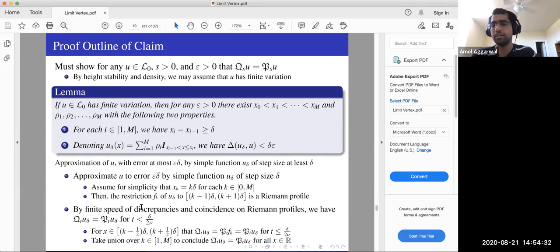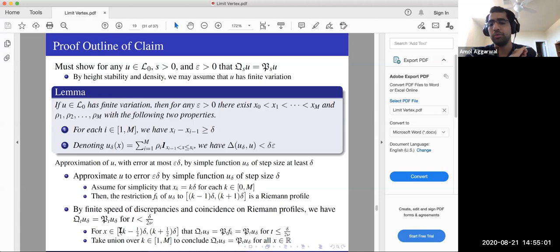Okay, if I run time for delta over 2 nu, then by finite speed of propagation, I've only shrunk the interval on each side by delta over 2. So by shrinking delta over 2 on each side of this interval, I know that q_t of u is equal to p_t of f on this slightly smaller interval. And likewise, p_t of u is equal to p_t of f, again, because p satisfies finite speed of propagation on this interval here.